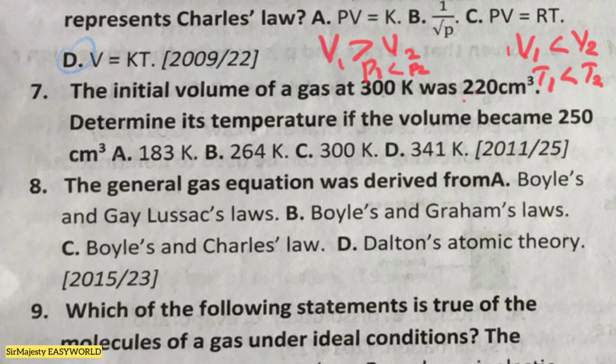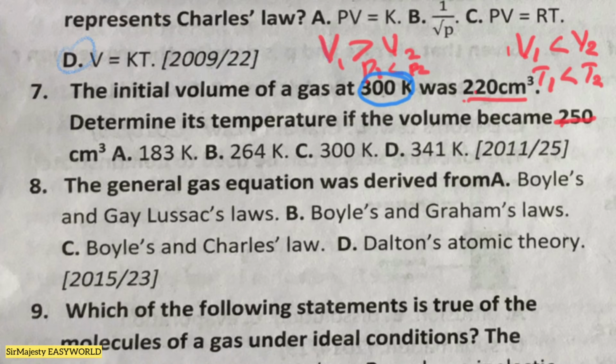So looking at this question, the first volume was 220, then the second volume was 250. It means that it increased because 250 is more than 220. So the volume increased. Therefore, the answer must have a temperature above 300. So our answer must be something above 300. So if you are lucky, look at option A. 183 is below 300.